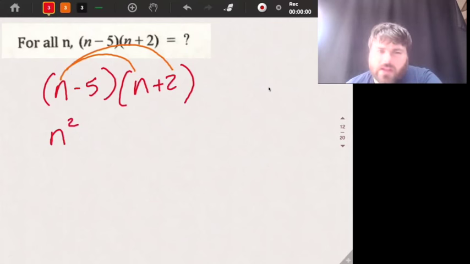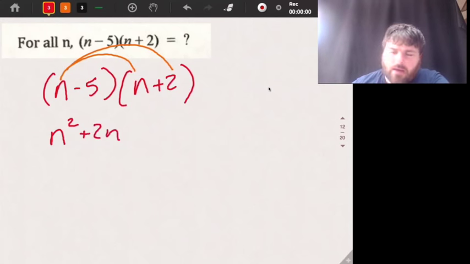Remember that the 2 just means that we multiply 2 n's together. It's just kind of helping keep track of how many we have. n times 2 is 2n. Remember, you can't miss that one. Any number times any variable, you just put the number in front of the variable.